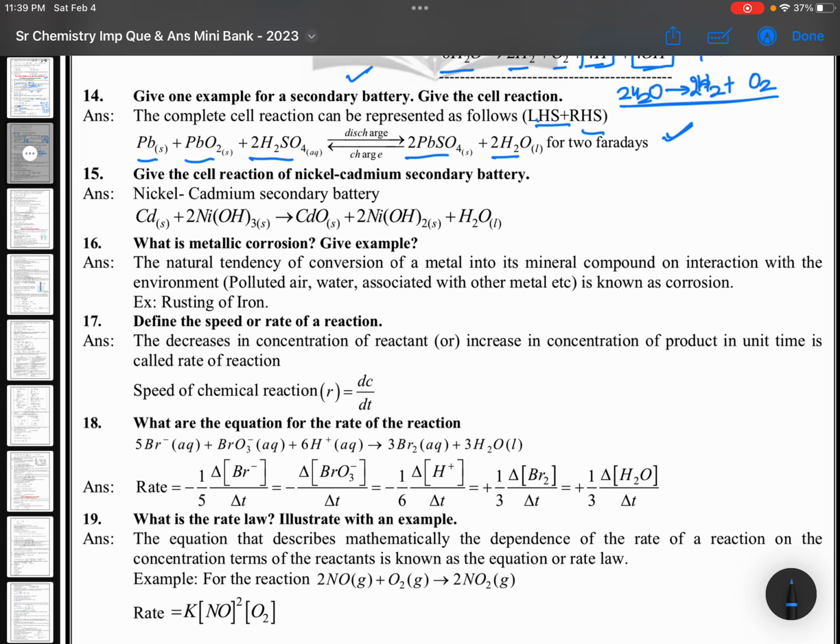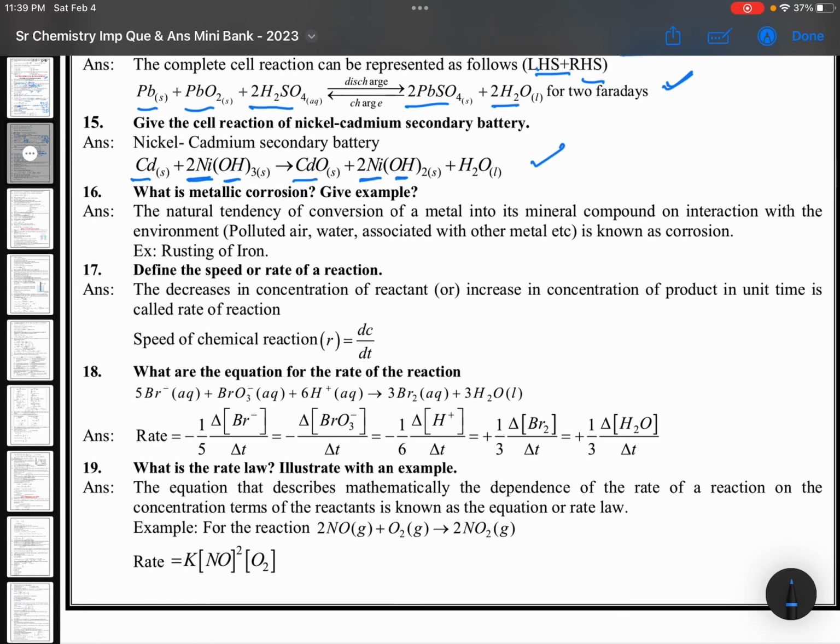Give the cell reaction of the nickel cadmium secondary battery. Cadmium undergoes oxidation to CdO, that is Cd plus 2. Nickel undergoes reduction. Okay, now here you see nickel plus 3 is there, that is converted to nickel plus 2. That is the nickel cadmium secondary battery reaction.